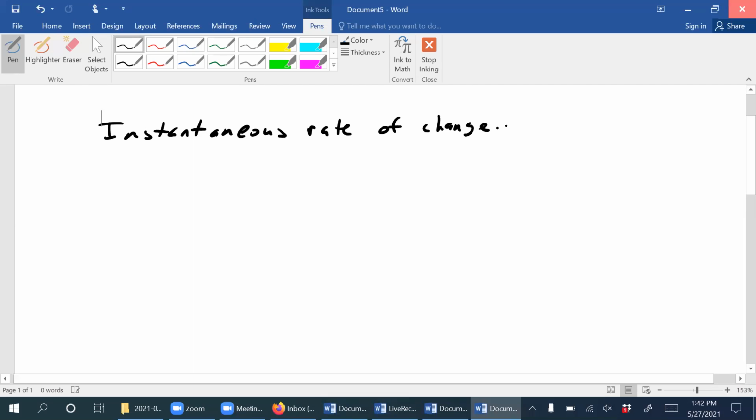Now, what is instantaneous rate of change? It's the change at that very moment. Let's talk about a graph here. If I give you guys a graph, let's make it look like a roller coaster. The world is a roller coaster.